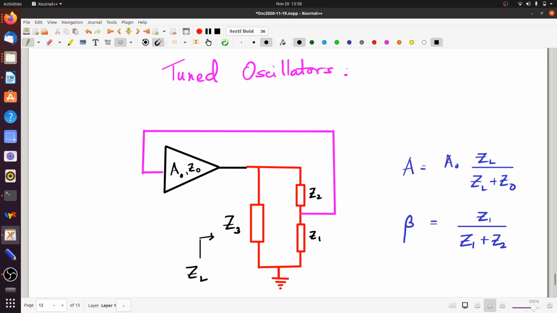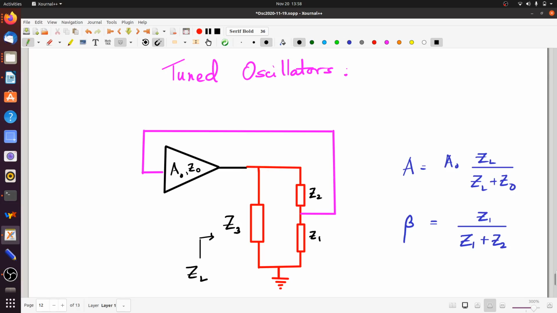The final kind of oscillator that we are going to discuss are called tuned oscillators. These are oscillators where the frequency essentially is set by things called tank circuits, LC combinations, which essentially can oscillate only at a particular frequency. Tuned oscillators are actually very good for high frequency work.